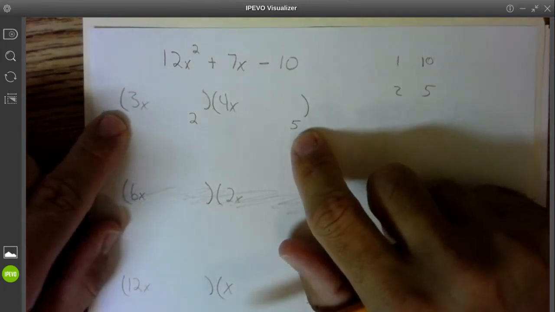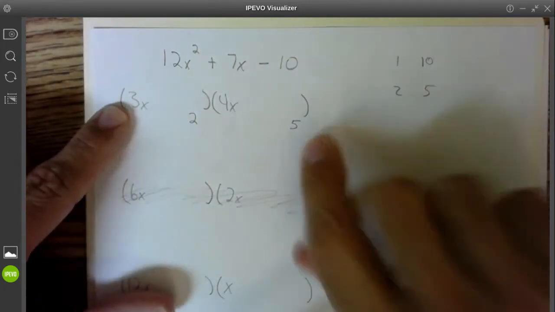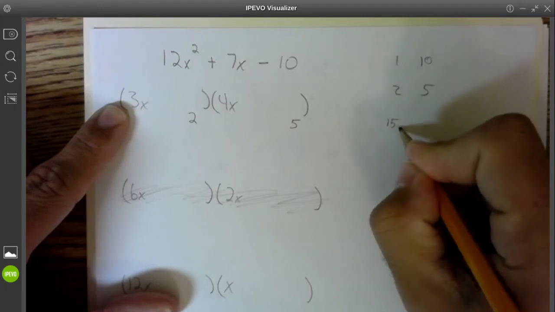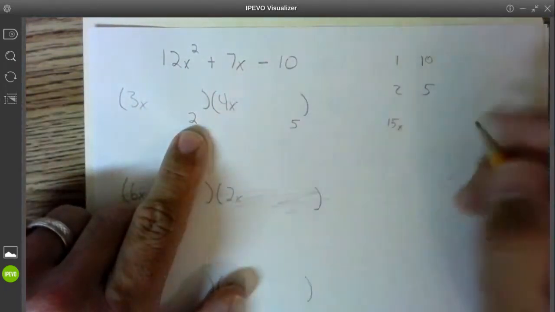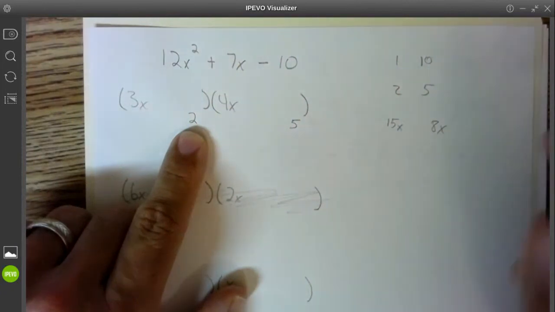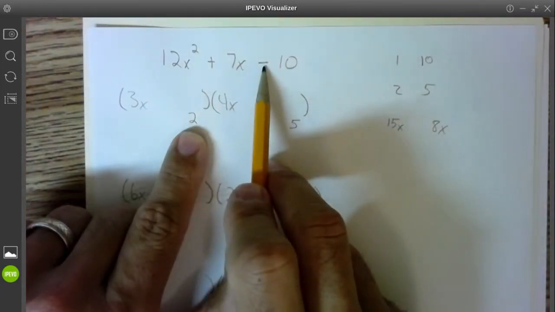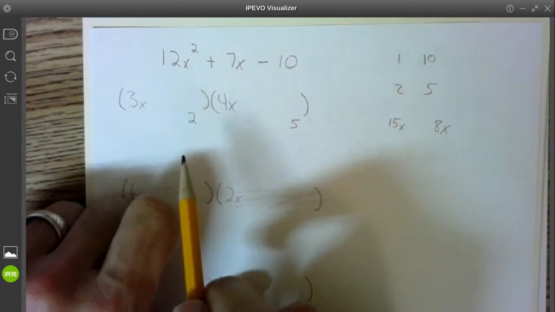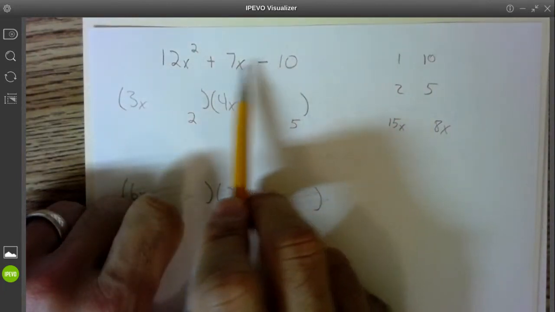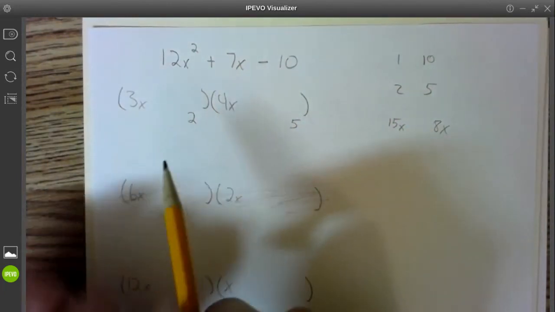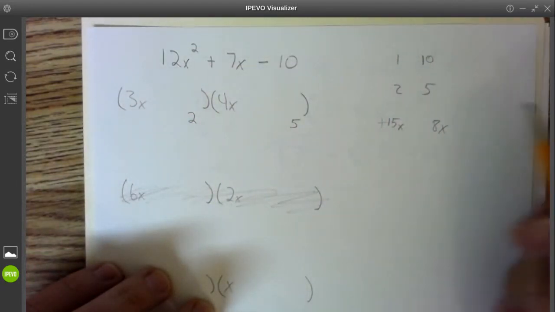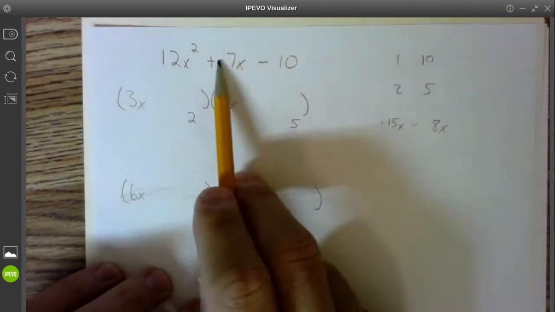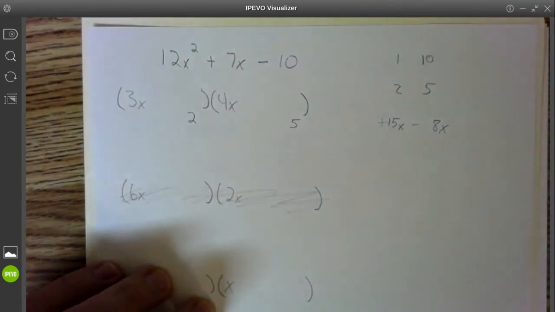All right, my outer terms, 3x times 5. That's going to give me a 15x. 2 and the 4x, that would give me an 8x. And because we're subtracting on this one, because they're different signs, that will give me a positive 7x. So I need the 15 to be positive and the 8 to be negative. That way I get a positive 7x there.